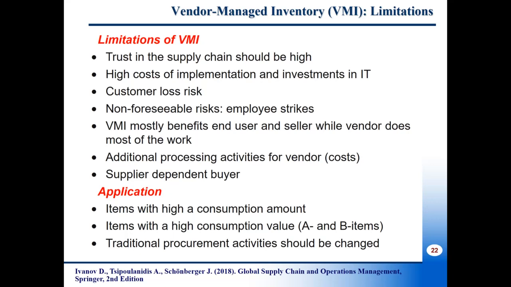The vendor needs to invest in information processing activities, which are costly. Finally, due to imbalance of responsibility in managing inventory, a buyer will be heavily dependent on a vendor who operates VMI. Therefore, VMI is optimal to be applied to products with high consumption amount, like A and B types of items in ABC classification that cover 90% of the total orders. Finally, procurement activities must be changed in order to accommodate the VMI strategy.